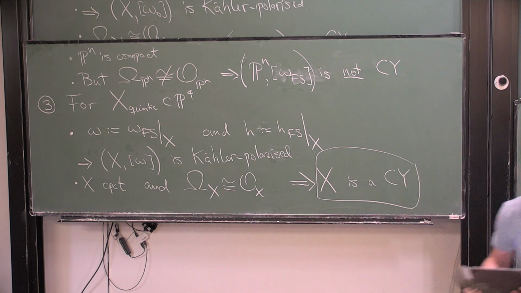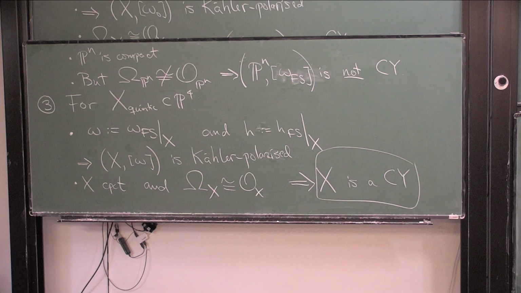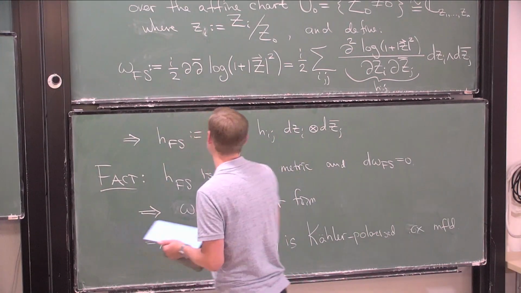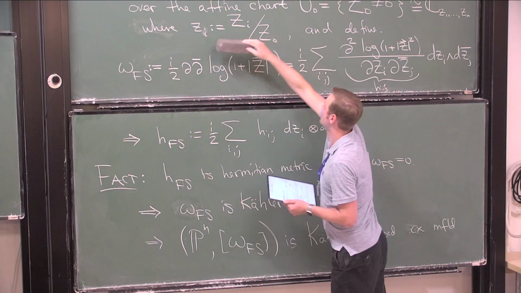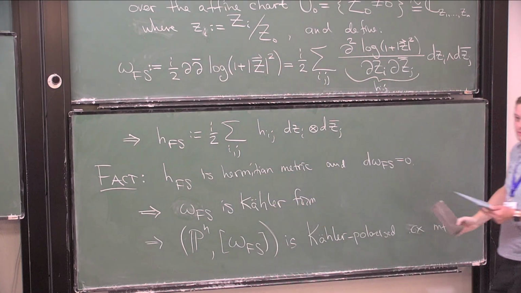Any questions about this? Just to be sure, in the omega FS definition, are those all little z's now? Yes, they're all little z's, sorry. My little z's and capital Z's are sensible. So everything on this line is little z.